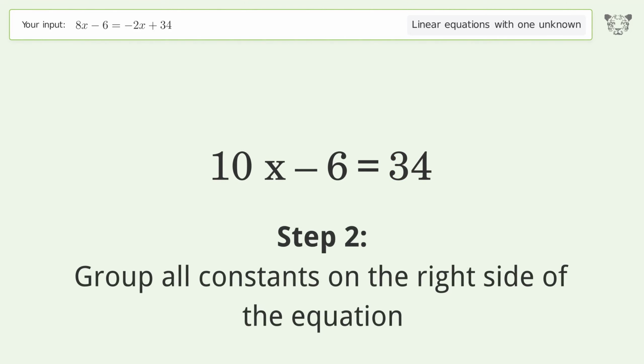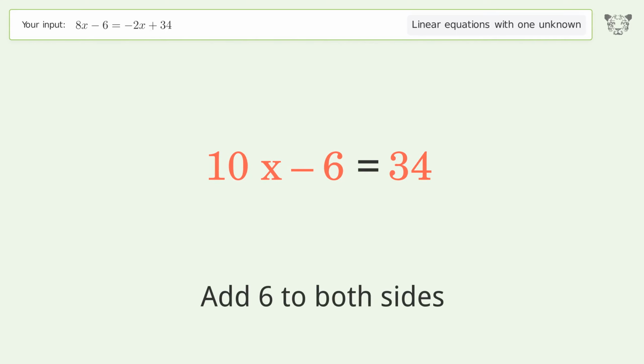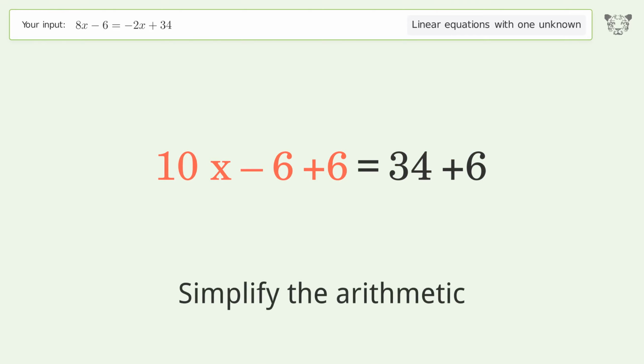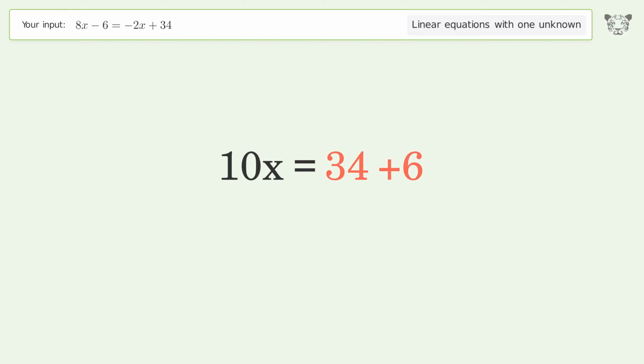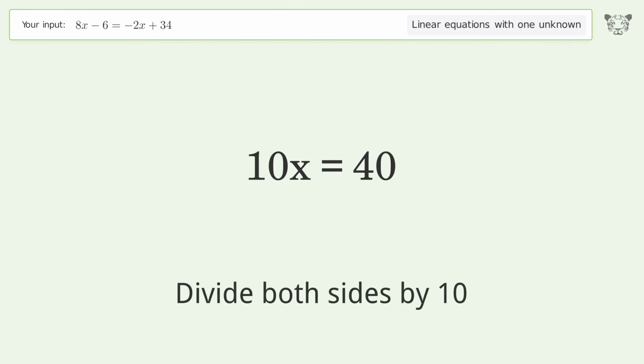Group all constants on the right side of the equation. Add 6 to both sides. Simplify the arithmetic. Isolate the x. Divide both sides by 10.